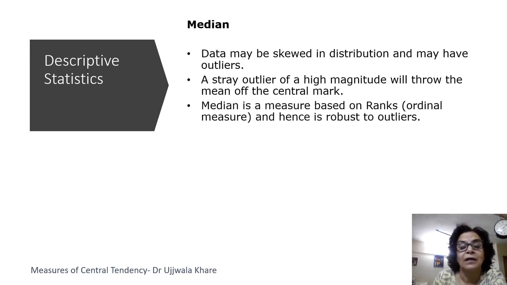So median in this case is very robust. It is not affected by outliers. It is based on ranks. So it is not affected by these extreme values or outliers.